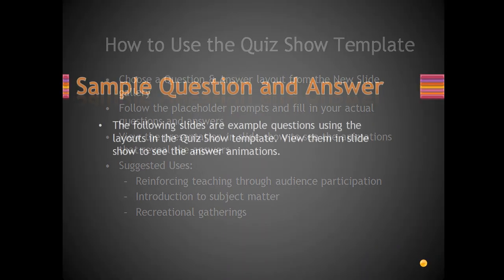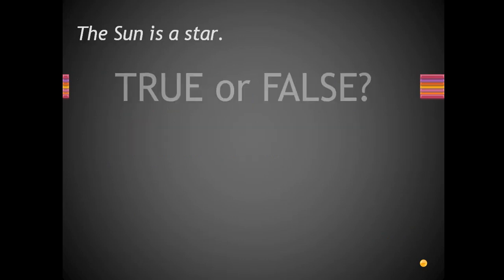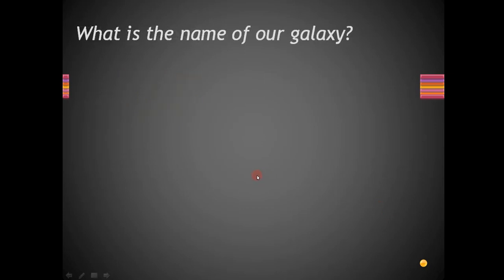Okay, then sample questions and answers. The sun is a star, true or false. You can ask the question, then once you click, it'll show that it is true. Okay, the format has been done, the animation part has been added. So what you have to do, you have to copy this slide and you can add your questions, right?